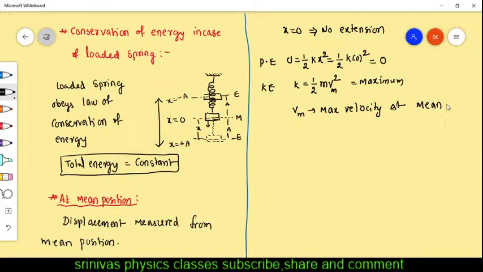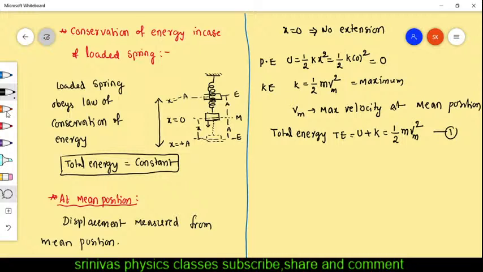What is m? m is the mass of the load which is oscillating. It is going up and down, which means we say that it is oscillating. Okay. And now the total energy, what is it here? The total energy is the sum of potential energy and kinetic energy. That is, the total energy is equal to potential energy plus kinetic energy, U plus K. We get U equal to 0 because there is no extension at the mean position. At the mean position there is no extension, so this is the total energy.